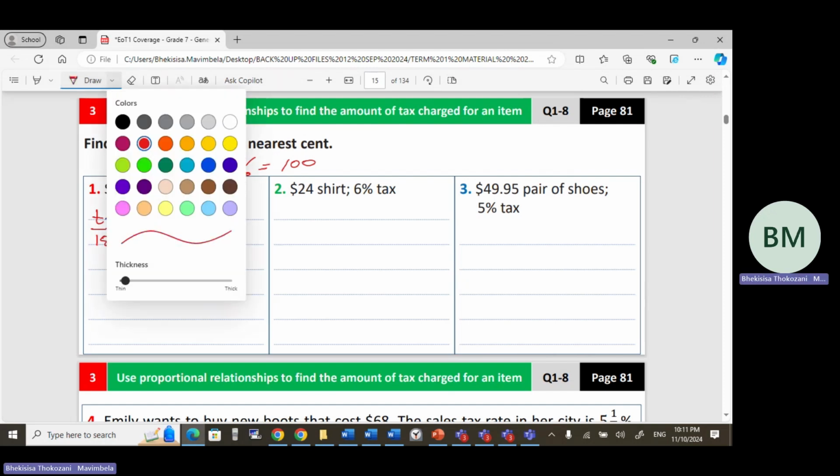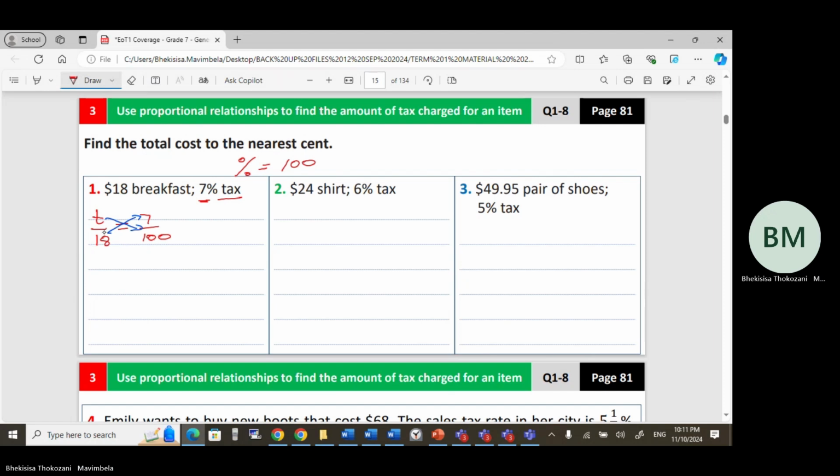Okay. Now, T times 100. So I'm saying T multiplied by 100. This is equal to 100T, equal to 18 times 7. Now we have 18 multiplied by 7. Let's do some little notes here on top. So we have 18, which is 10 plus 8. Now I'm going to multiply these two.